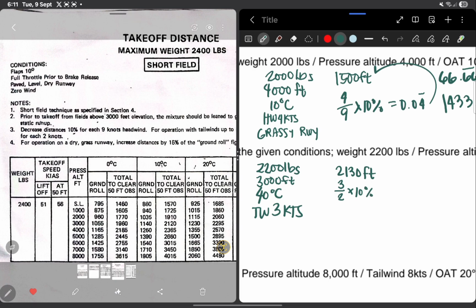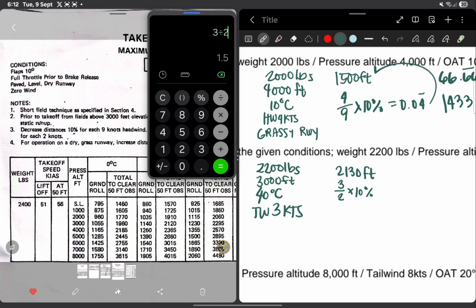So, let's put that in our calculator. 3 divided by 2 equals, then multiply it by 0.1. So that is 0.15. Then we multiply it with 2,130, because we will then add on 319.5. So that our distance is now 3,449.5 feet.